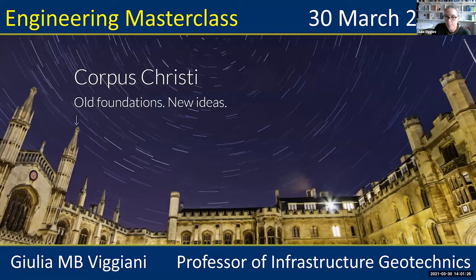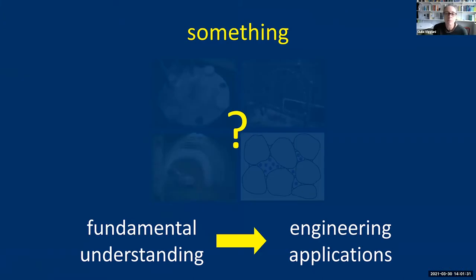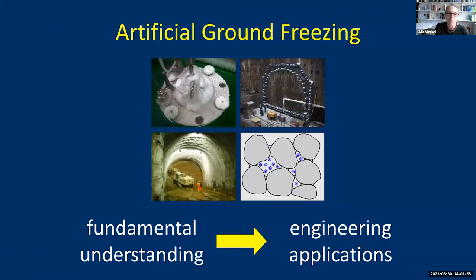So, when I was approached by our admission tutor that you've met a little while ago about giving a lecture for this masterclass, I tried to think of something that would be sexy enough, can I say, to show that civil engineering can be as fun and challenging as robotics, computer vision, and AI, but also to show how fundamental understanding, in my case, of soil mechanics can be applied to engineering problems. And so I thought that perhaps artificial ground freezing might be the right topic.